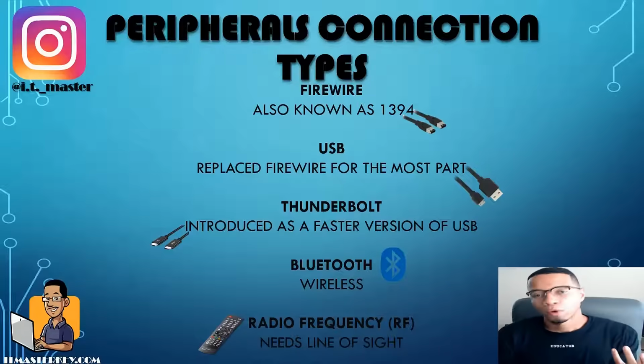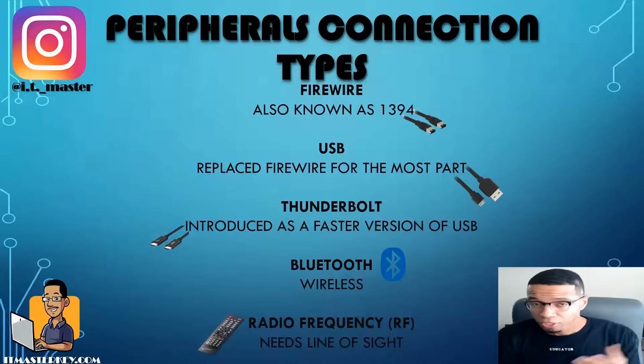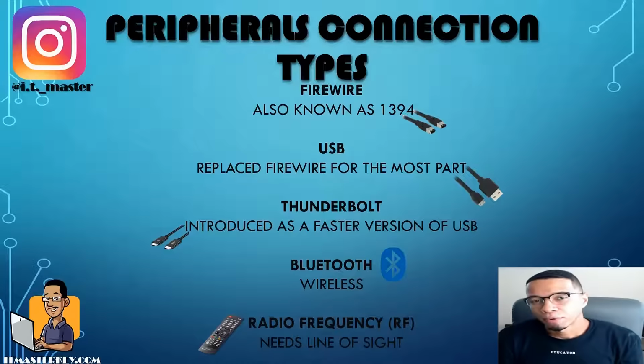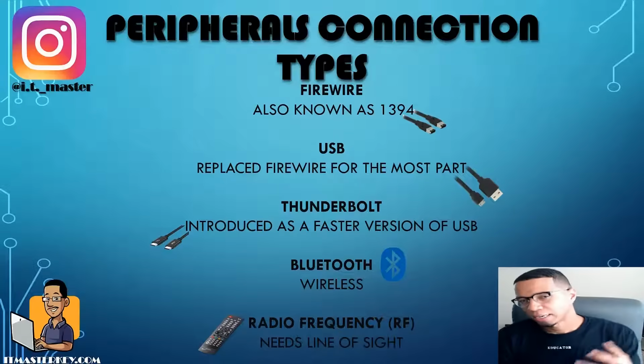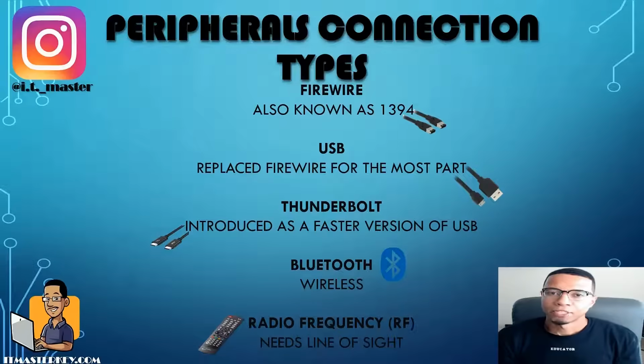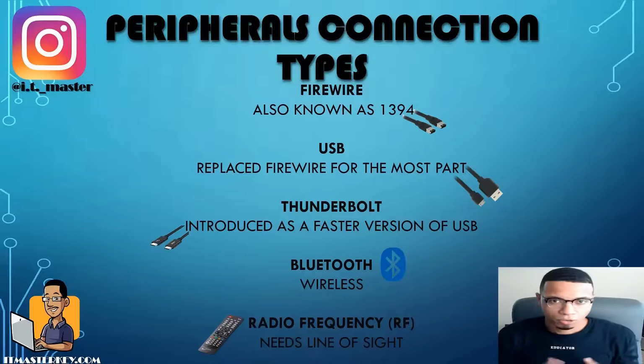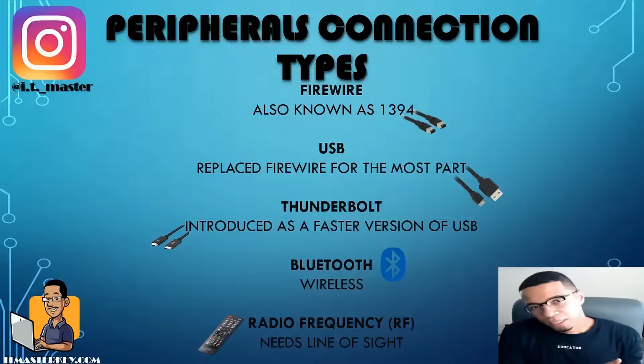So FireWire, you only find that as much. Some cameras still use a FireWire connection, but mostly FireWire has been replaced by USB. Most devices are USB. FireWire, like I said, is used on some cameras, but for the most part, it's been replaced by USB. Another one is a Thunderbolt, and that was introduced as a much faster way to transfer data, download stuff, so on and so forth, than USB. Then, like we were talking about in the previous slide, you have Bluetooth. That's another way that you can transfer data.